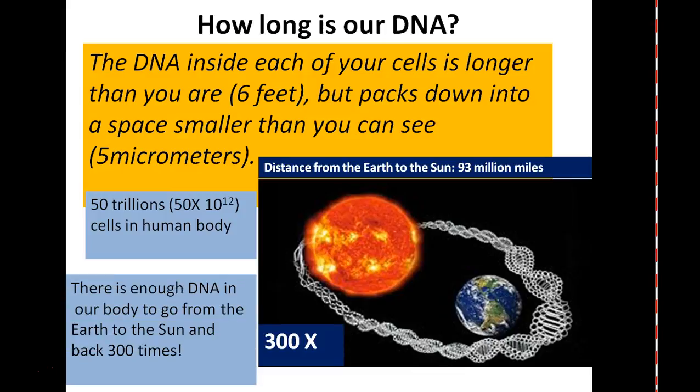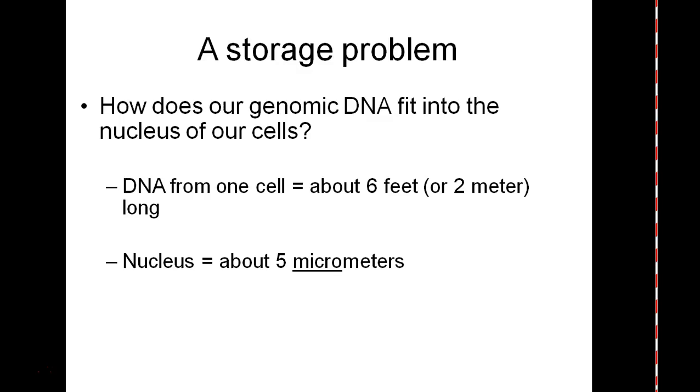So you may think, how is this even possible? And of course, there is a storage problem. How does our genomic DNA fit into the small 5 micrometer compartment? And our ancestor eukaryotic cells already figured it out. So the question is, how do they do it? What has to happen?